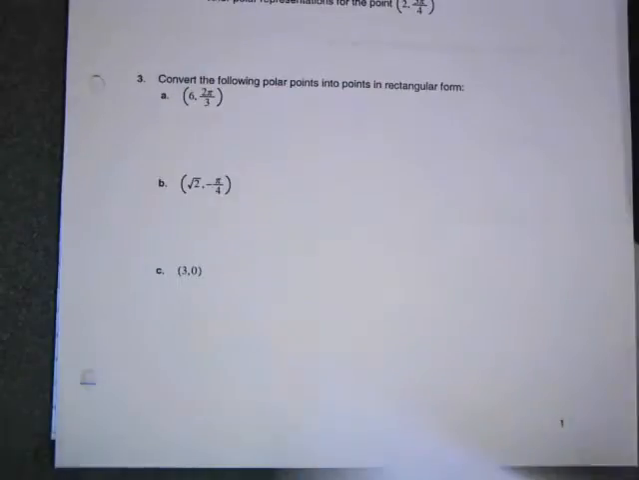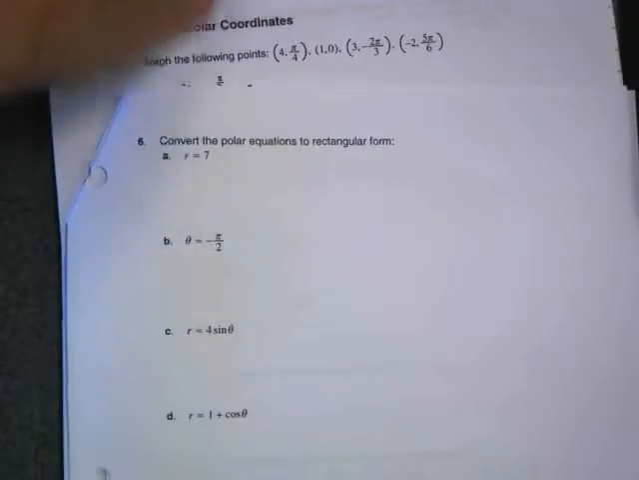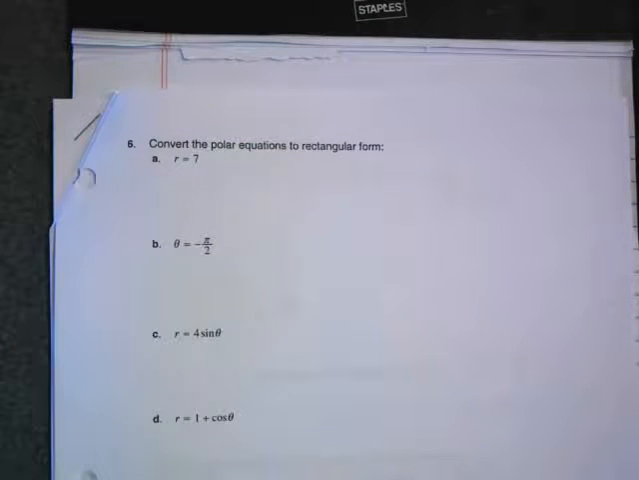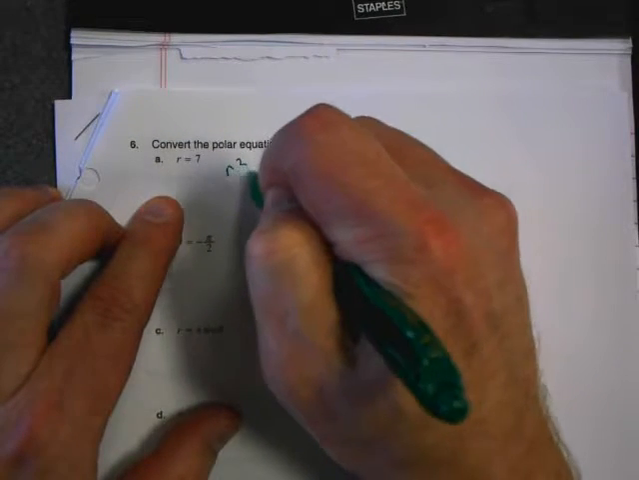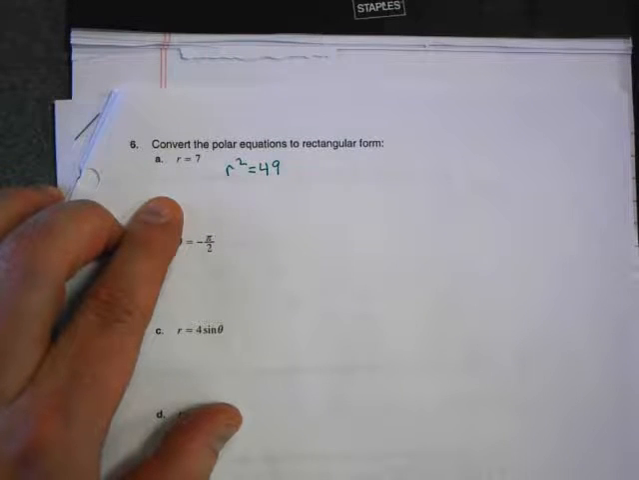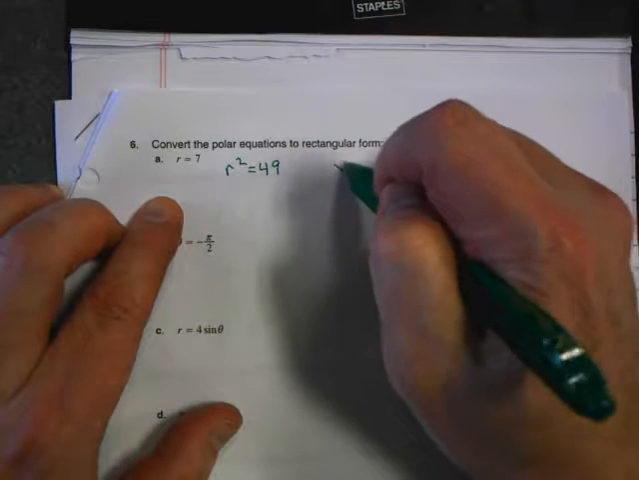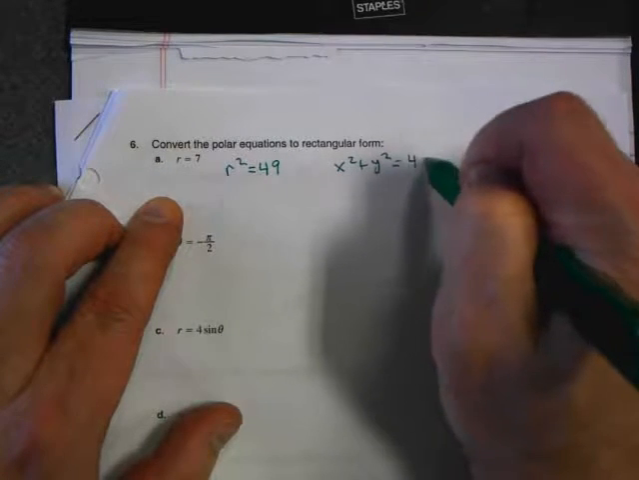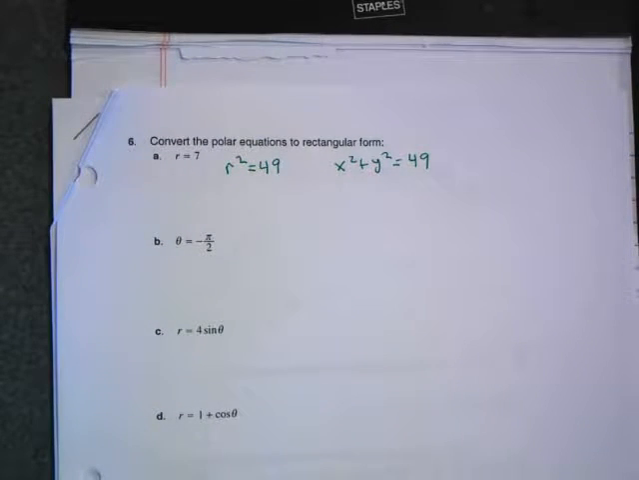All right, finally, we go the other way. What if I give you a polar equation and I want you to write it in rectangular? Square both sides. R squared is 49. And then you're exactly right. X squared plus y squared is 49. So that's a common thing that we have to do quite often. We have to square both sides to give ourselves an r squared. We like to do that.